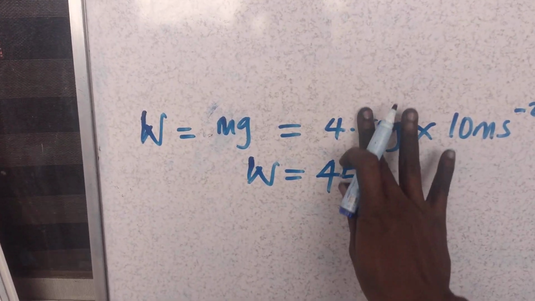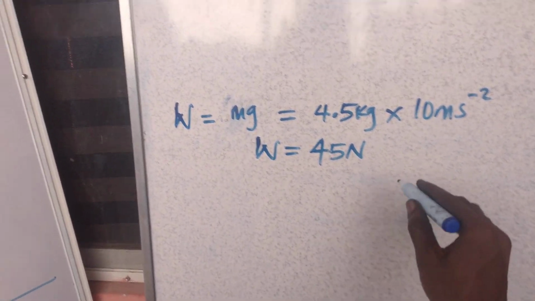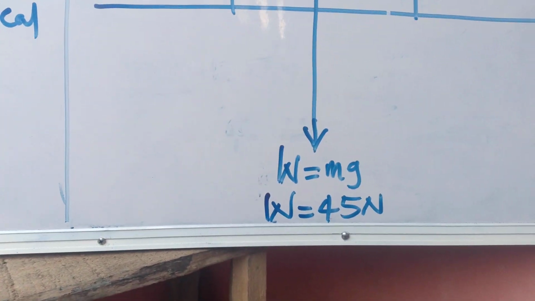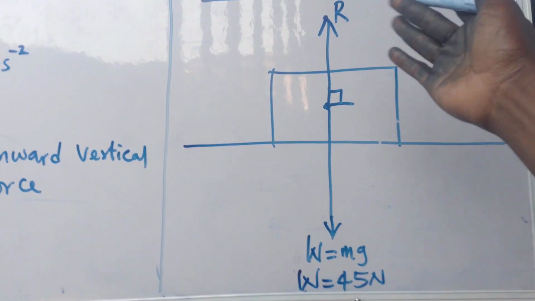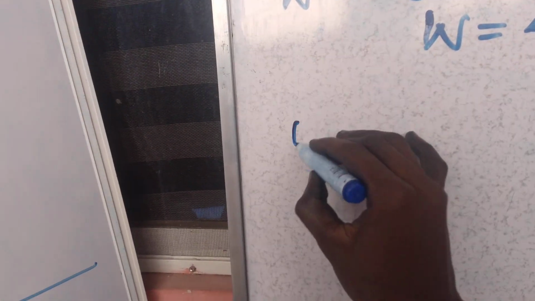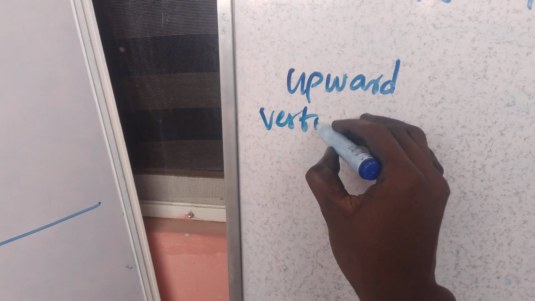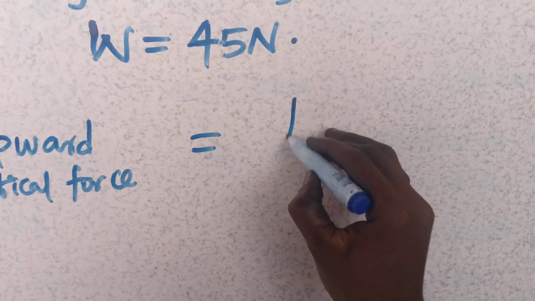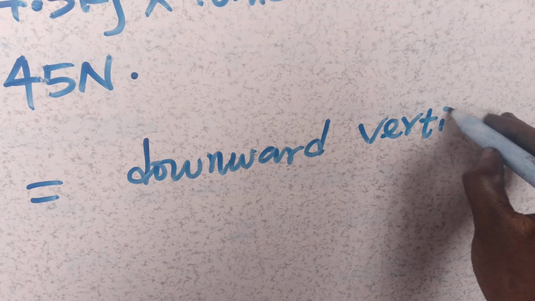4.5 times 10 is 45 Newton. Okay, so I've gotten the weight of the block as 45 Newton. Then I can look for the normal reaction. The normal reaction now, you see, the upward vertical force is equal to the downward vertical force.